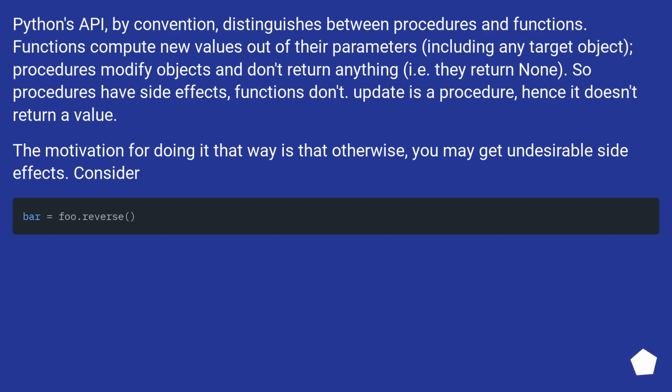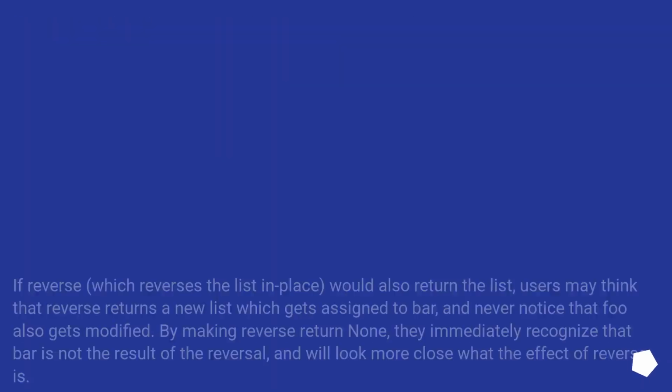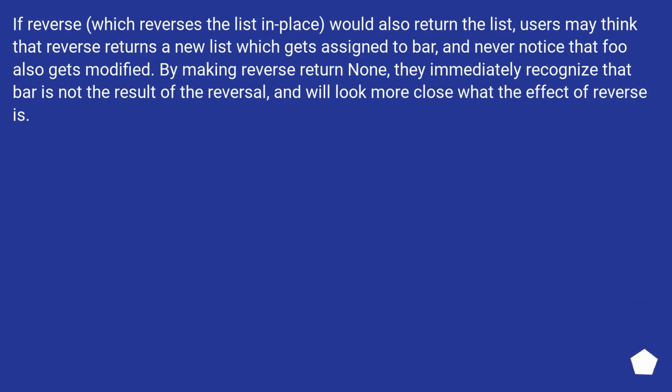Consider: if reverse, which reverses the list in place, would also return the list, users may think that reverse returns a new list which gets assigned to bar, and never notice that foo also gets modified. By making reverse return None, they immediately recognize that bar is not the result of the reversal, and will look more closely at what the effect of reverse is.